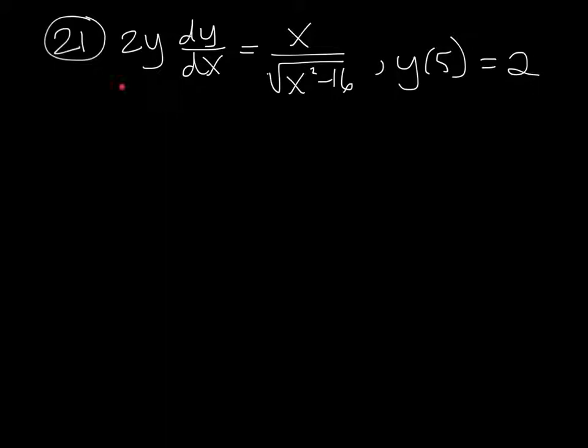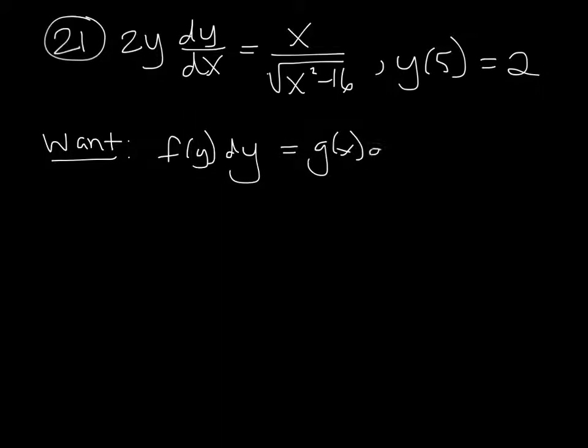So remember, the goal is to separate the variables, right? And we want it to look like f of y dy equals, I don't know, g of x dx. And again, I can move this to the right and this one to the left, as long as you have a function of one of the variables and a function of the other variable, and your dy and your dx are in the numerator.